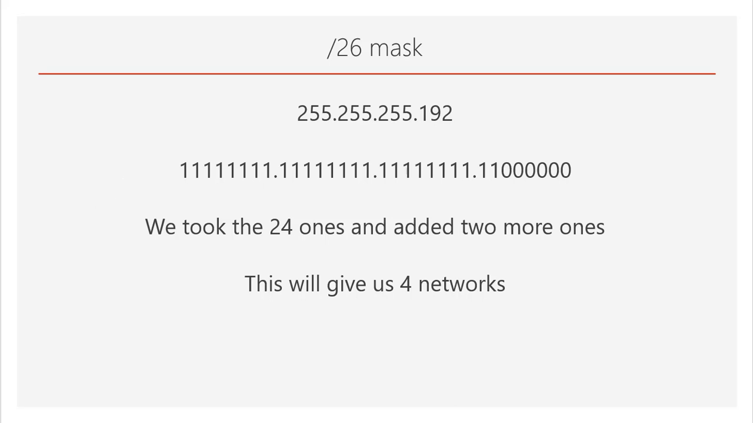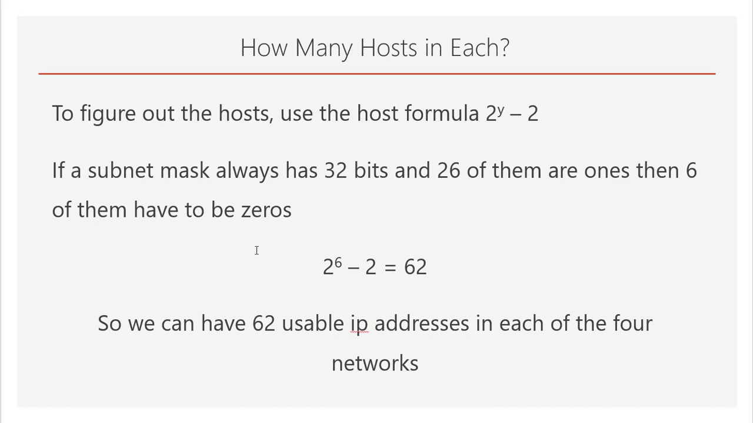So how many hosts in each network? Let's do the host formula. So to figure out the host, we use the host formula. We know there are 32 bits in a subnet mask, and 26 of them are ones because we have a slash 26, which is the number of ones. So if we just do 32 minus 26, we get 6. So 2 to the 6, so y becomes 6. So 2 to the 6 minus 2 is 62. So we can have 62 usable addresses in each of the 4 networks.